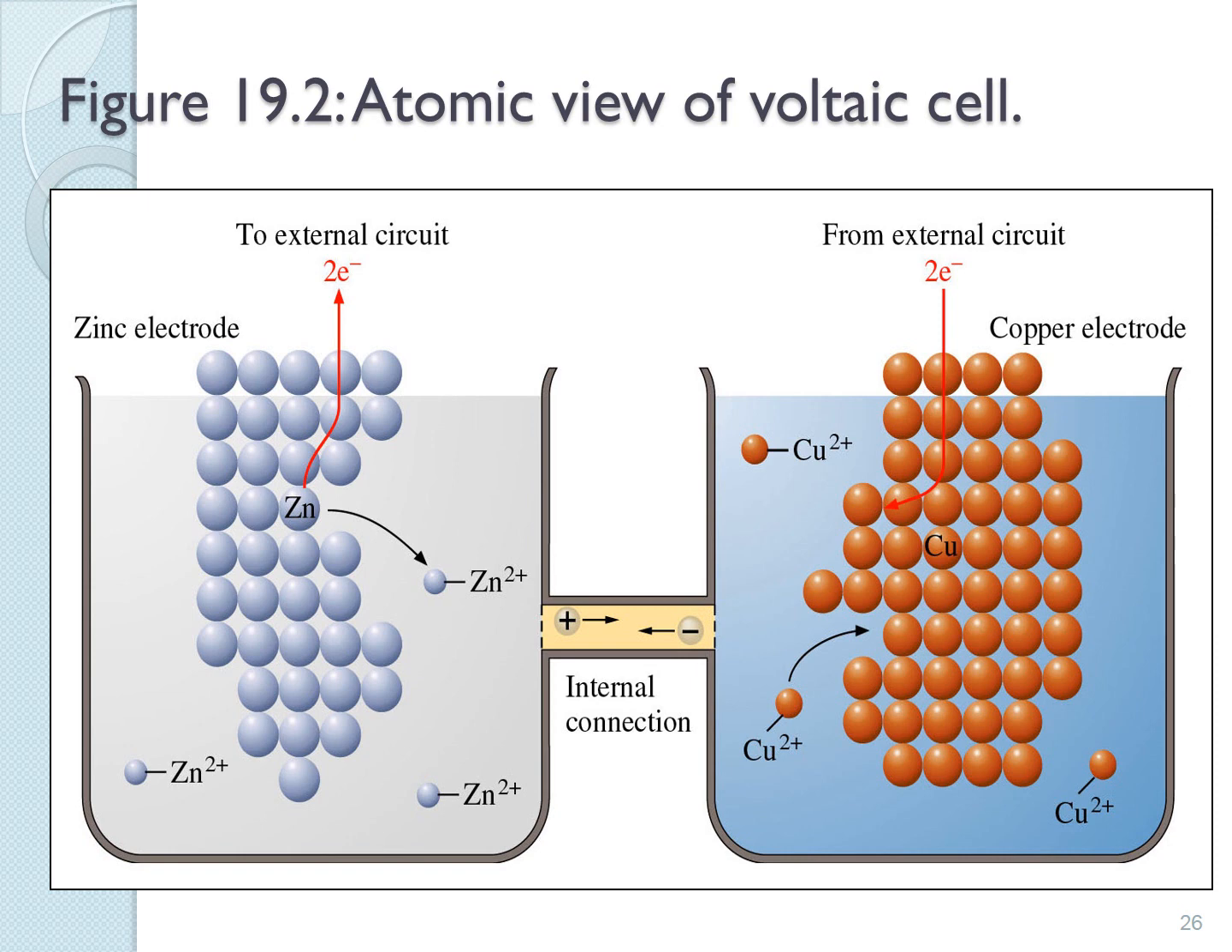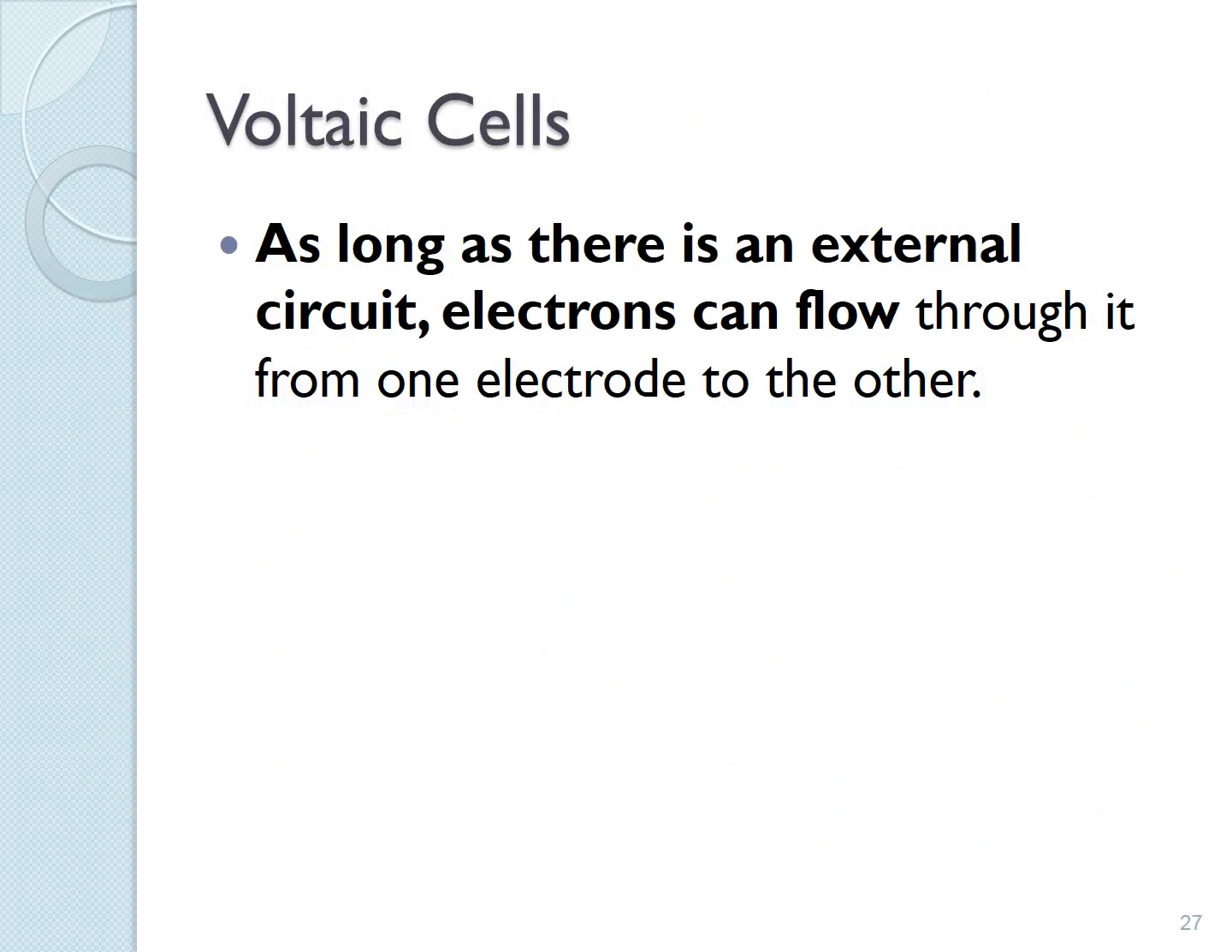On the right-hand side, we have copper metal, copper atoms, dipped into a copper ion solution, Cu2+. Reduction is happening at this electrode where the Cu2+ are grabbing 2 electrons and becoming Cu neutral. So this is the copper electrode where reduction is taking place. We have to have an internal connection where charges transfer, and we'll talk about that in a little while. So the flow is from the zinc electrode. 2 electrons are leaving it. They're coming into the copper electrode, and this is a voltaic cell. So as long as there's an external circuit, electrons can flow through it.